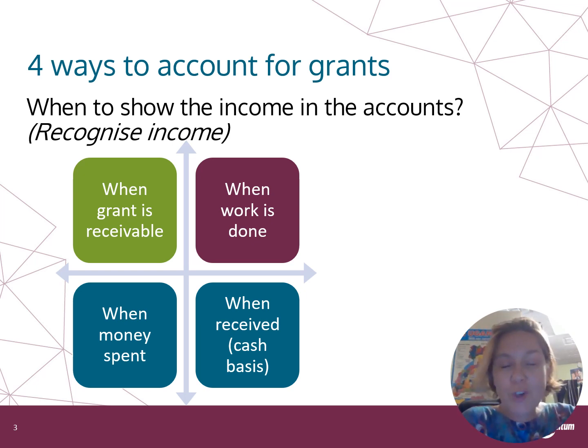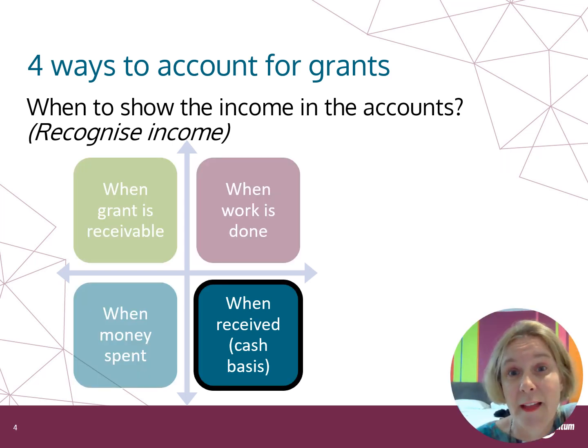A third one is that you could recognize the grant when it's actually receivable. So even before you've got it, if you're confident you've got a contract, you've got reasonable reason to think that it's going to come in, you could recognize that income even before it's hit your bank account. And the last way is similar to a customer contract. You could recognize the income as the work is done. So as you're delivering on the requirements of the grant, you recognize income in accordance with the work that you've done. So those are the four basic possible ways.